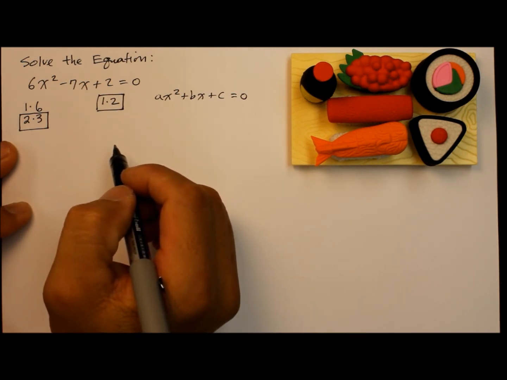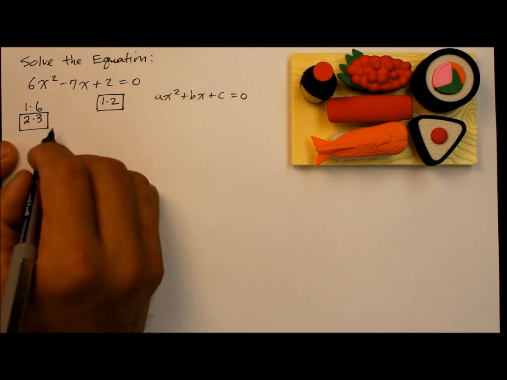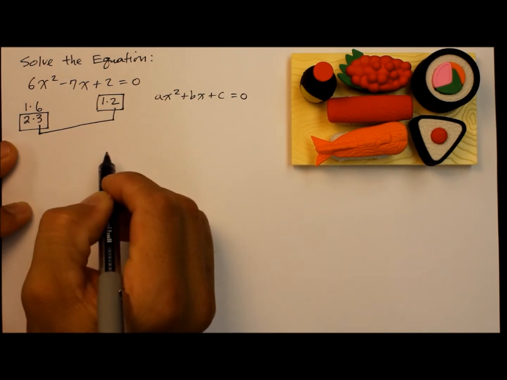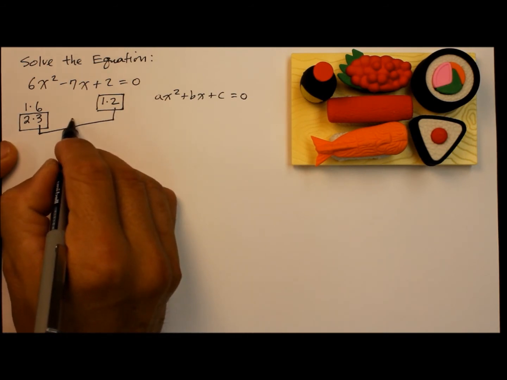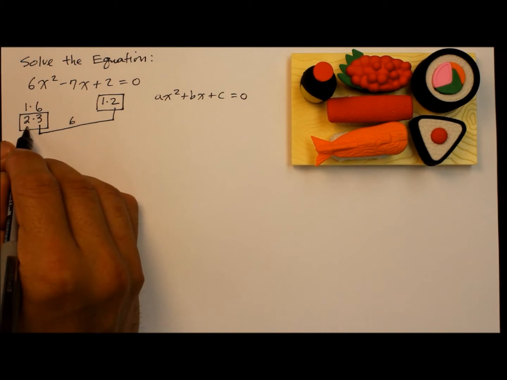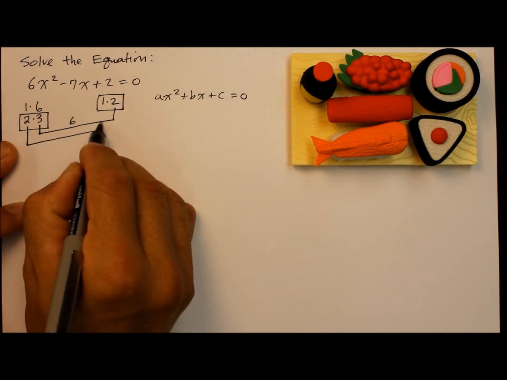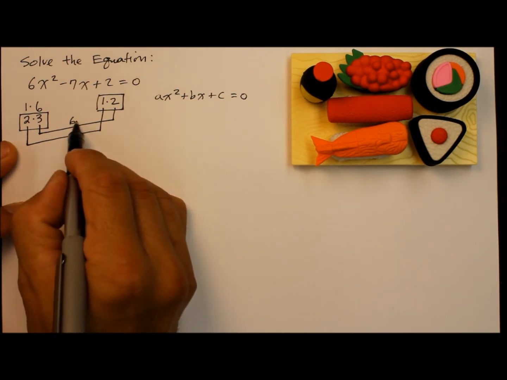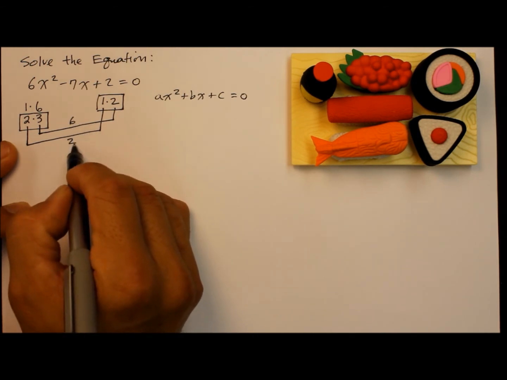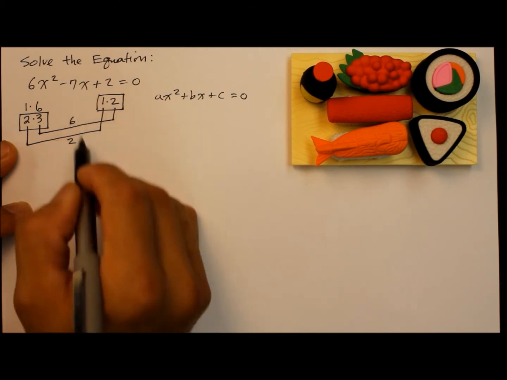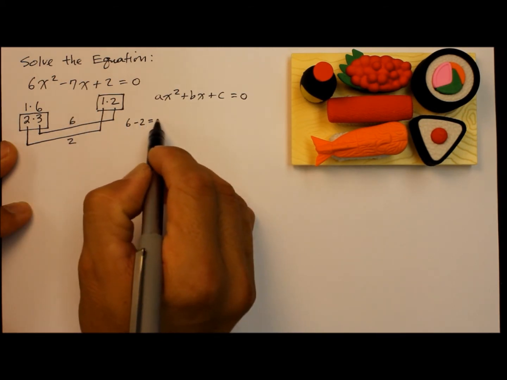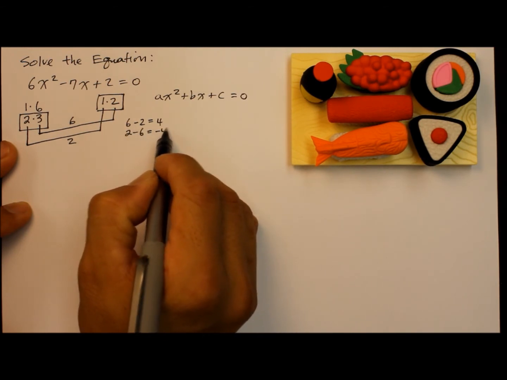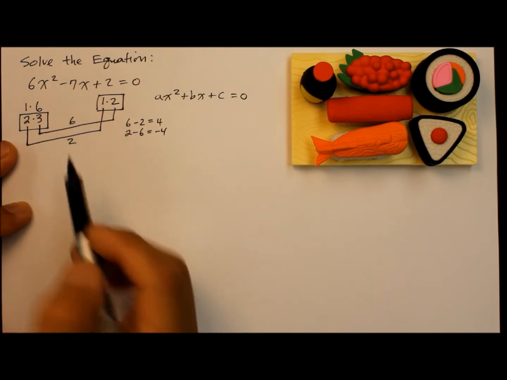So let's do this. Let's say I said 3 times 2, the product of that is going to give me 6. And then what remains is 2 times the 1, and that'll give me 2. Well, can the 2 and the 6 added or subtracted give me a negative 7? For example, 6 minus 2, well, that's a 4. And 2 minus 6 is going to be a negative 4. But it's not a negative 7. So that's not going to work.